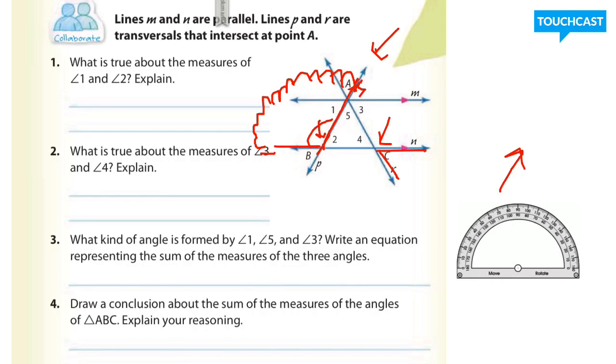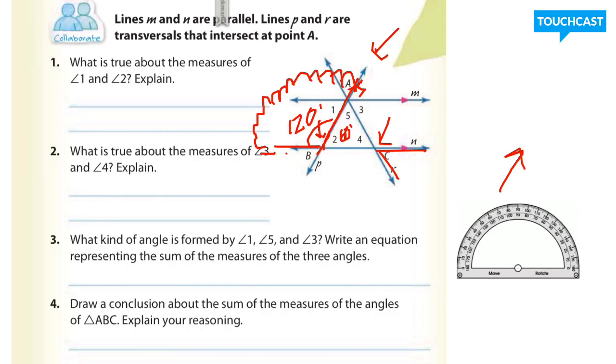So we said this was 120, which means we should be able to figure out what angle 2 is, given that. So if we knew that was 120, we know angle 2 added together with that should make 180 because it forms a straight line. So what is 180 minus 120? Well, you should know very quickly that that should be 60 degrees. So angle 2 is 60 degrees.